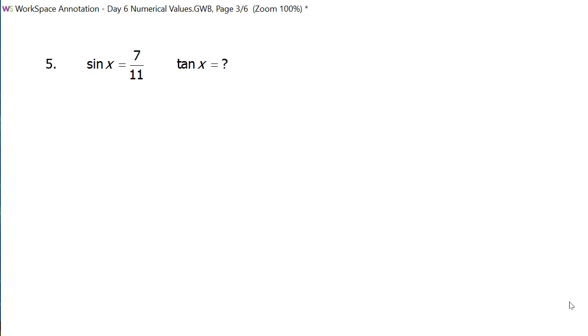Next one, they gave us sine of x is equal to 7 out of 11. I want you to solve number 5. We'll check your answers momentarily.